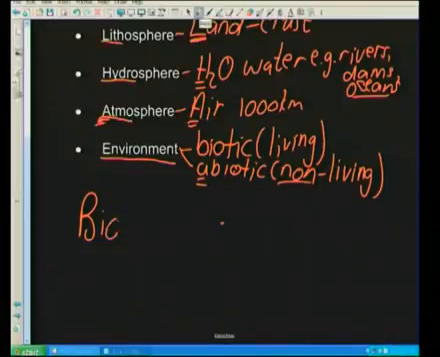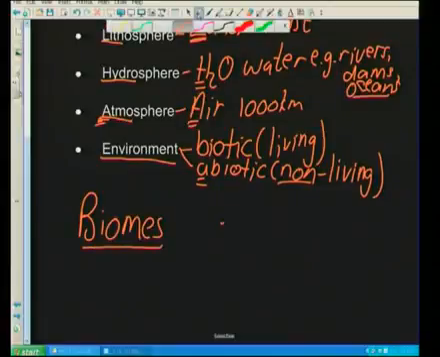Now something that I don't have on this page, just extend the page, is the biomes. All right. Right, now remember the biomes. We said that there are 4 distinct biomes, but in South Africa we have 7 biomes. Try and remember them, all right?